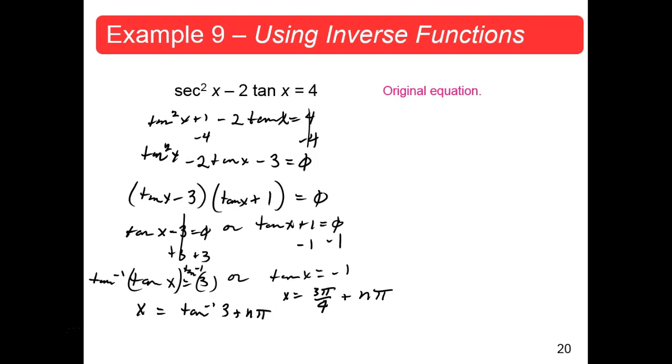Because inverse tangent of 3 is only one value, something between pi fourths and pi halves. Because at pi fourths it's 1, and at pi halves it's going to infinity, so it doesn't have an answer. So it's somewhere in between there, but then every n pi after that is another. So there's one solution, or here's a second solution.